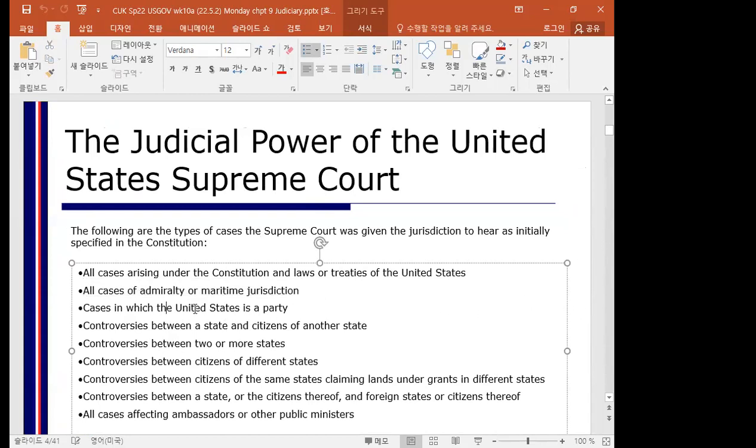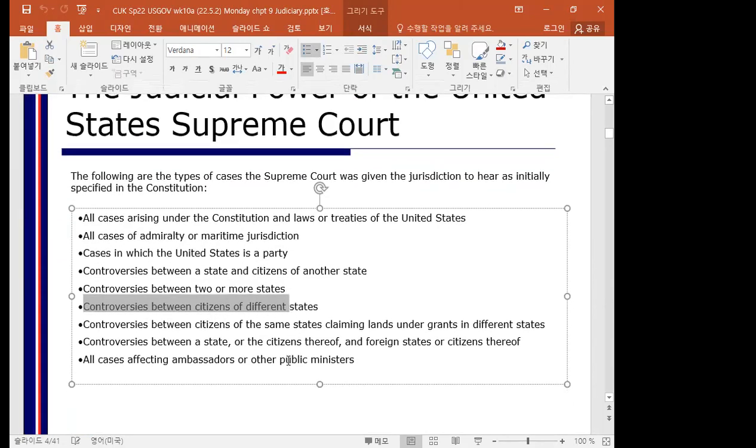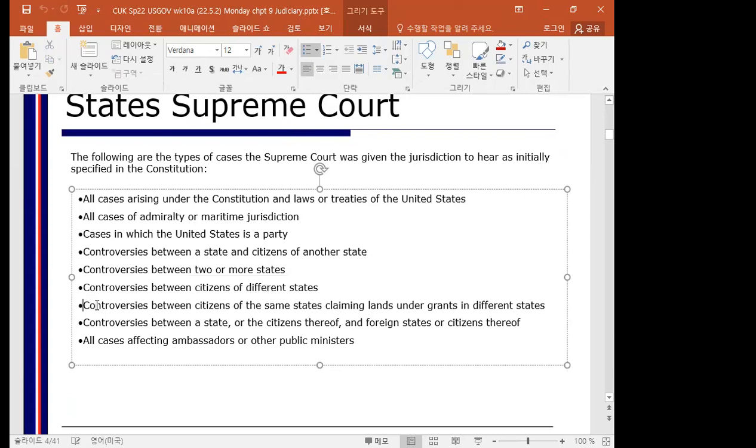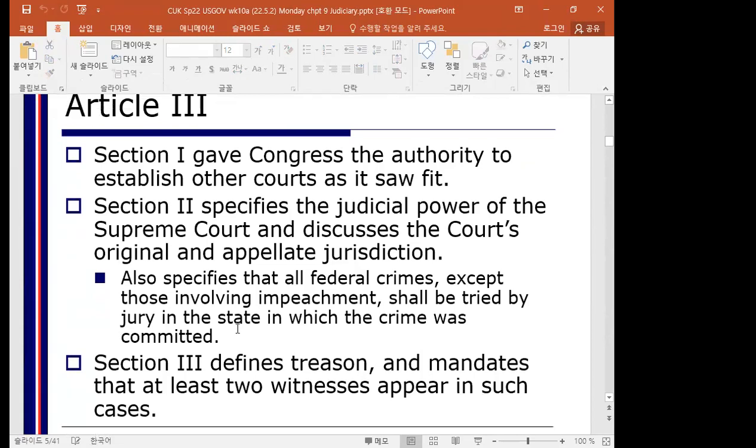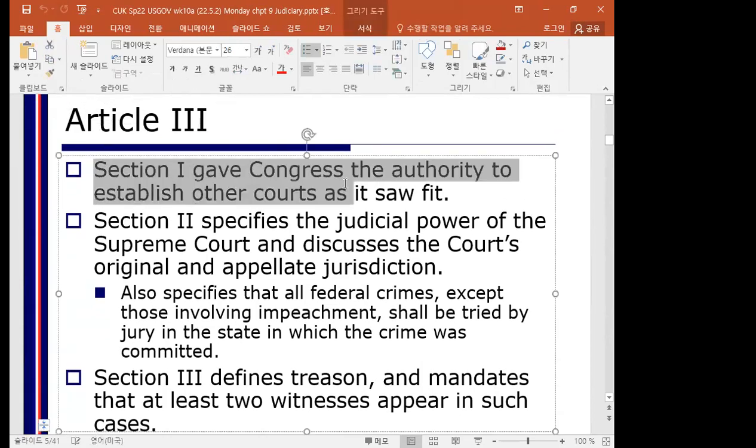Cases in which the United States is a party, controversies between a state and citizens of another state, controversies between two or more states, controversies between citizens of different states, and so on. Controversies between citizens of the same state claiming lands under grants from different states. So again, a lot of these are issues that were particularly important at the end of the 18th century.